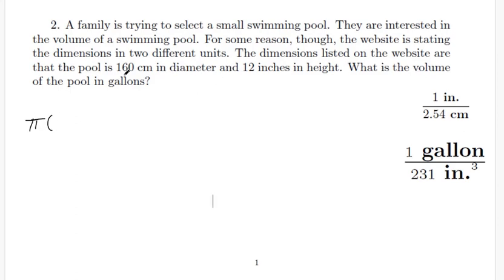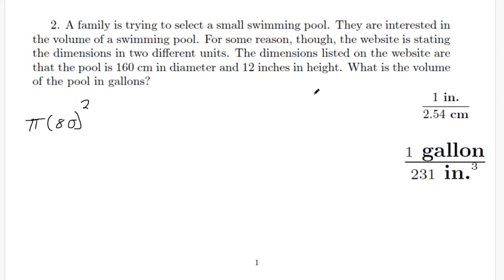So it's 160 centimeters in diameter, so that means it's 80 across because the diameter is all the way across. Sorry, not 80 across, it's 80 for the radius. The radius is halfway across, from a point on the edge to the center. So when you have the diameter, just divide it by 2 to find your radius. So that's pi r squared.